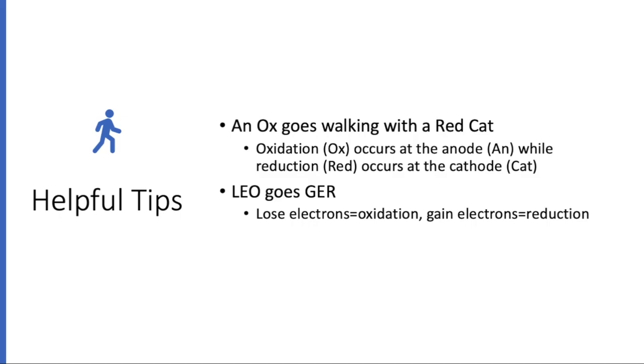We can also remember "an ox goes walking with a red cat." That helps us to remember that oxidation occurs at the anode and reduction occurs at the cathode. And you can remember because you might be able to have a red ox, but you can't have an "ed cat." So this is one way to just keep that straight in your head: oxidation at the anode, reduction at the cathode.